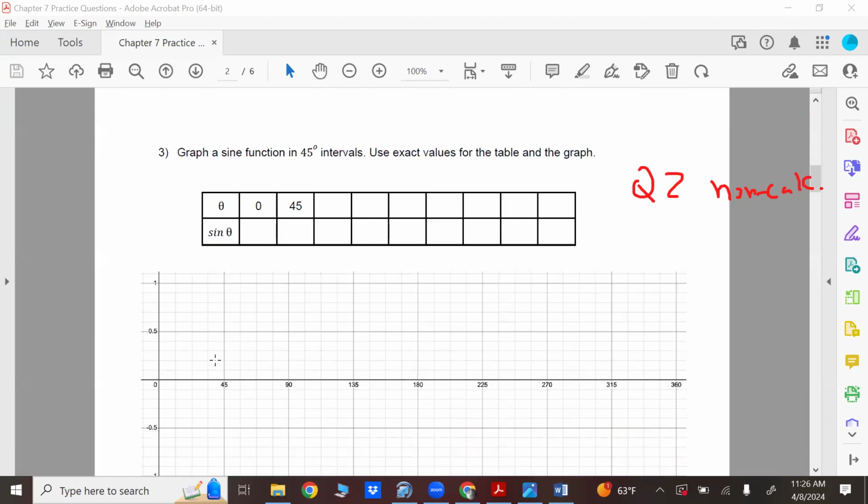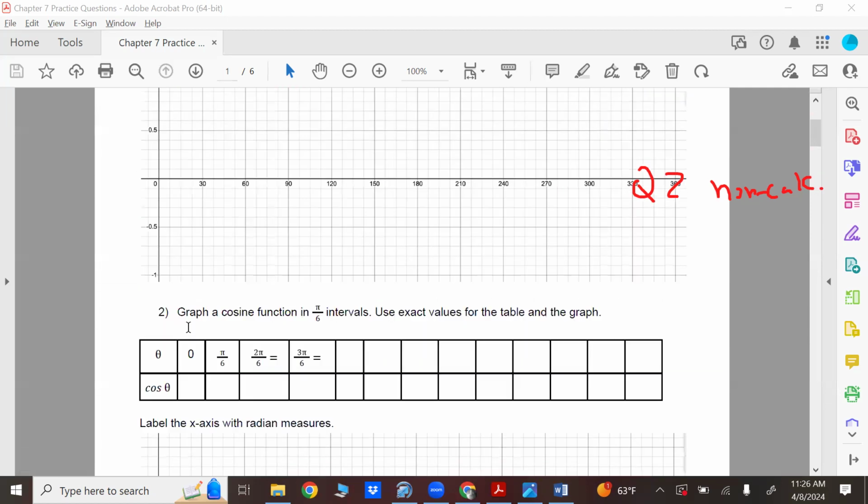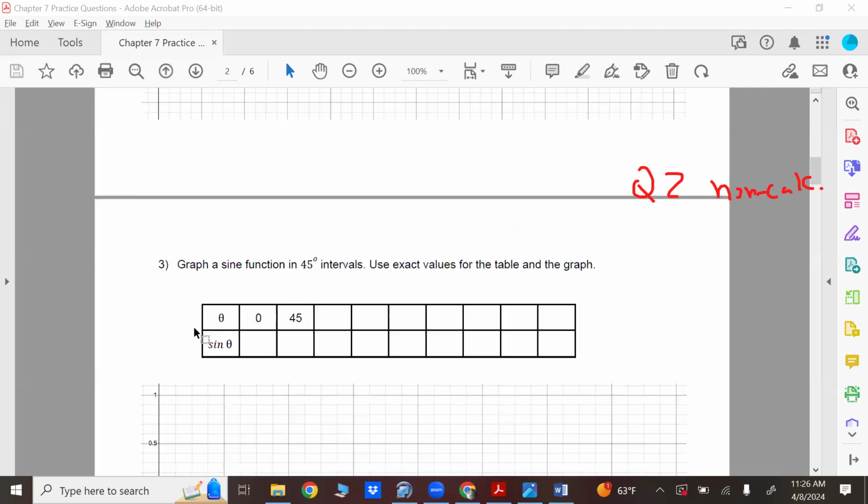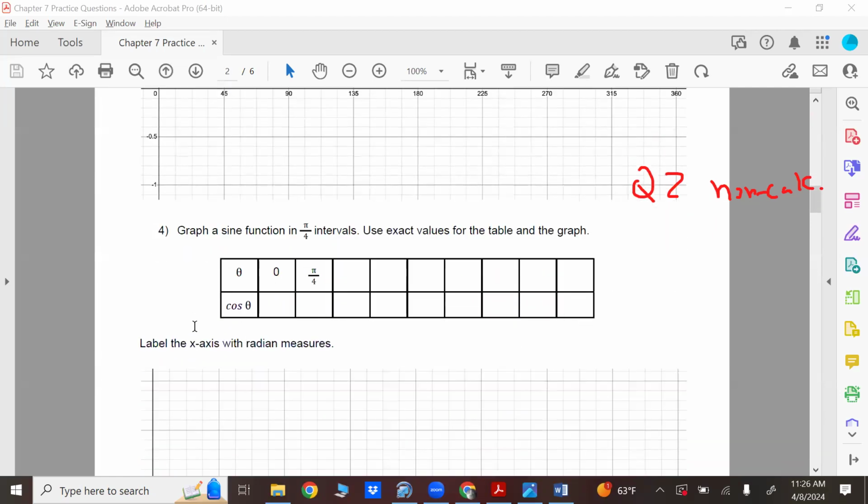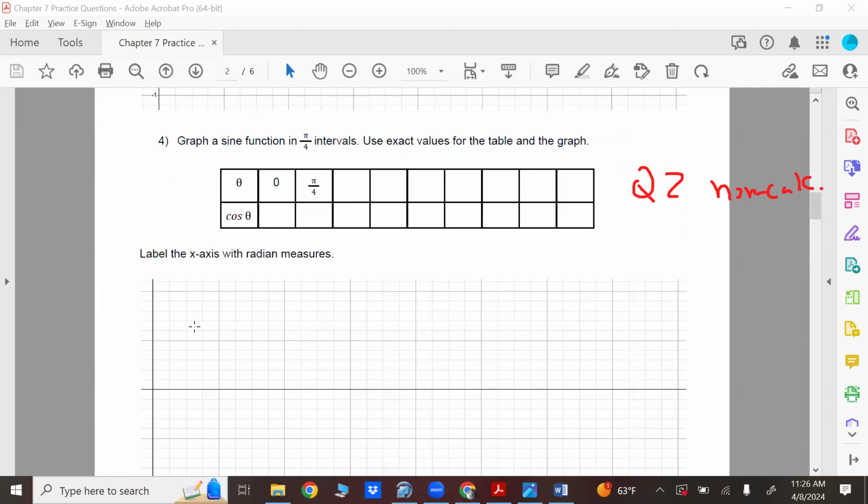Question 3, same thing. It's still another sine graph. It's just we want you to do it in a different interval. Instead of 60-degree or 30-degree intervals, we'll have you do 45-degree intervals. And likewise, number 4. So 1, 2, 3, and 4 are all just one question type, just so you know. 1, 2, 3, and 4 in this review guide are just practicing the same question.